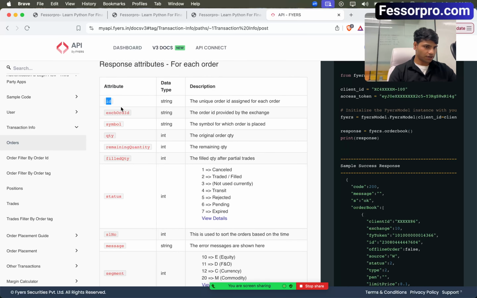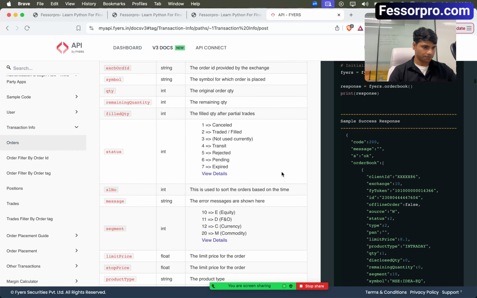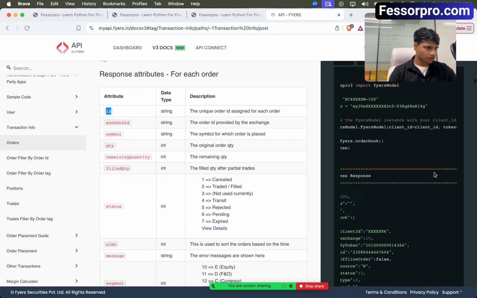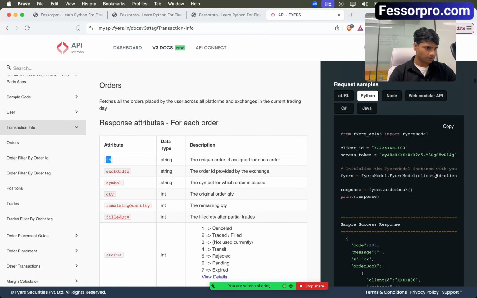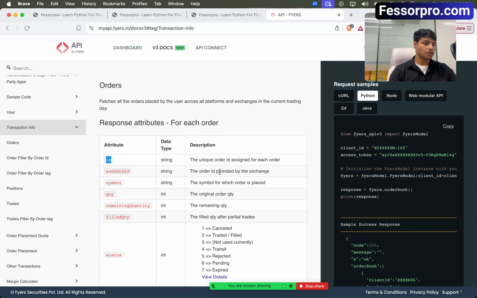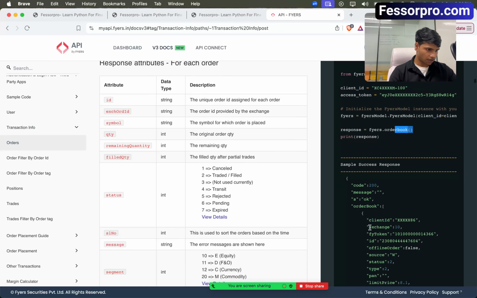Now we haven't discussed the different parameters. So let me discuss these parameters. First is ID. Whenever you place any order, each order will have a unique ID that is specified here. You don't have to specify it yourself. Wait, let me check. Client ID. Okay, so this is the client ID. You can see Fyers model in order book. This is the client ID, that is the user's unique ID. Then we have exchange order ID. We have symbol. So these are the things that you'll get from the broker side.